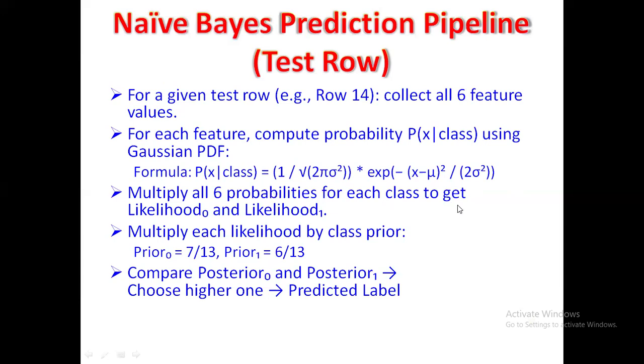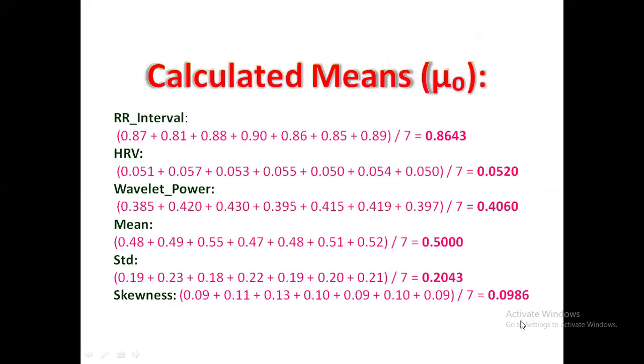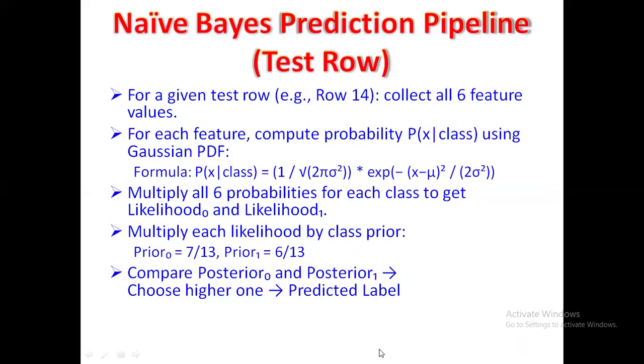Multiply all 6 probabilities of each class to get the likelihood of 0 and 1. Multiply each class likelihood by its prior: 7 by 13. For zeros, how many labels are there? 7 labels are there: 1, 2, 3, 4, 5, 6, 7. And how many ones? 6 ones are there. So 7 by 13 and 6 by 13. Comparing posterior 0 and posterior 1, we have to choose the higher one for the predicted label.